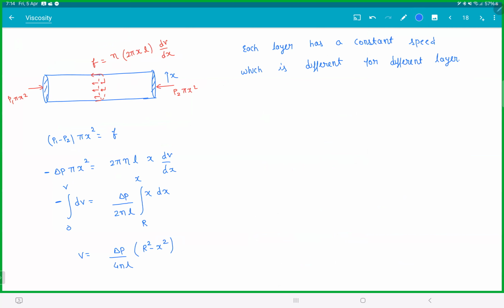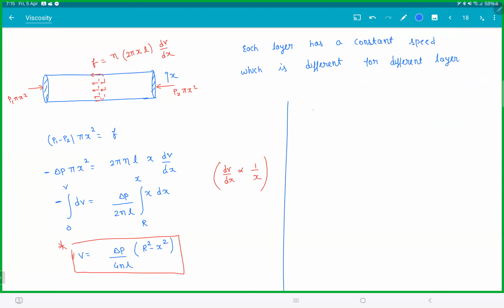So each layer is having a different speed. This itself is a pretty good result. And you can clearly see here, dv by dx is proportional to x, not a linear function of velocity. There, you got the first part.